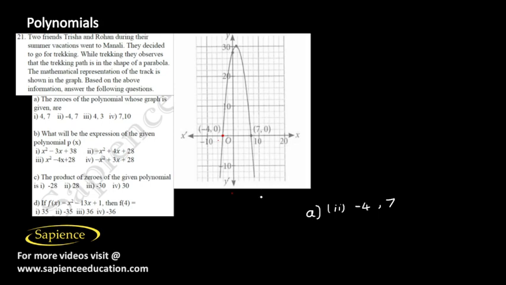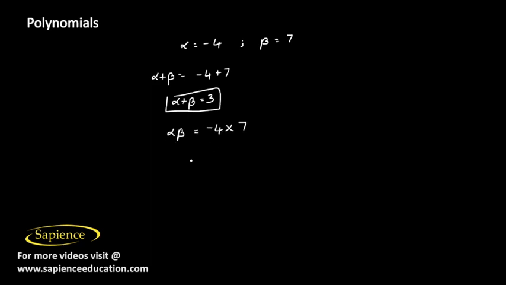Now the second question, what will be the expression of the given polynomial p of x? So we have zeros, minus 4 and 7. Let's call them alpha equals minus 4 and beta is equal to 7. Now we need to build a polynomial, and alpha plus beta will be minus 4 plus 7. Alpha plus beta is 3. Product of the zeros will be alpha beta is equal to minus 4 into 7. Product will be minus 28.